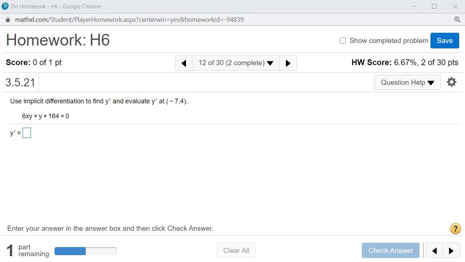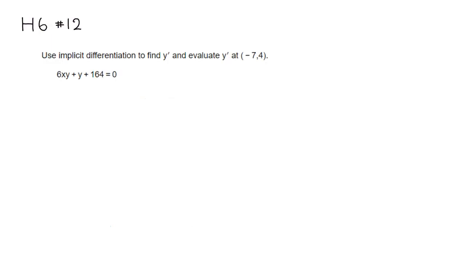All right, let's look at homework 6, problem number 12. We want to use implicit differentiation to find y prime, then evaluate y prime at the point (-7, 4). All right, so let's do that. We need to take the derivative with respect to x.